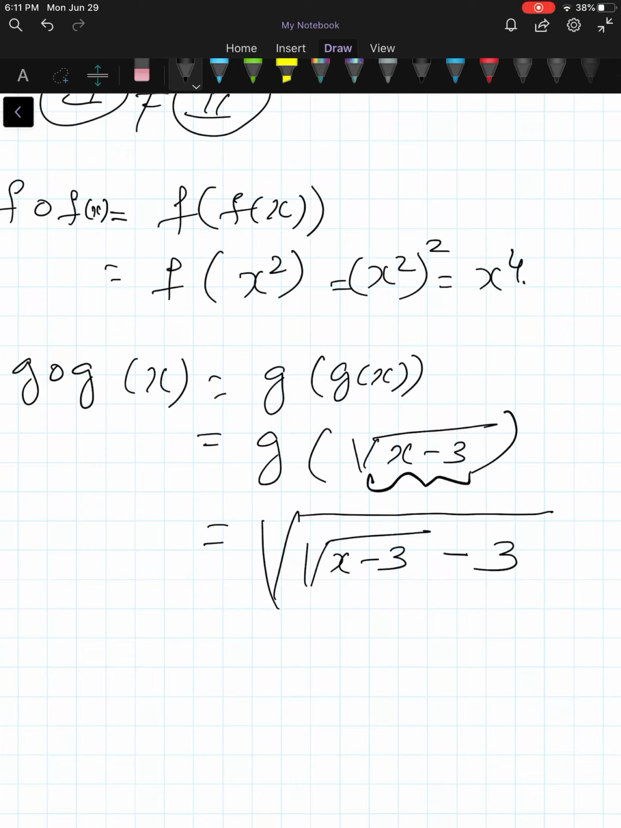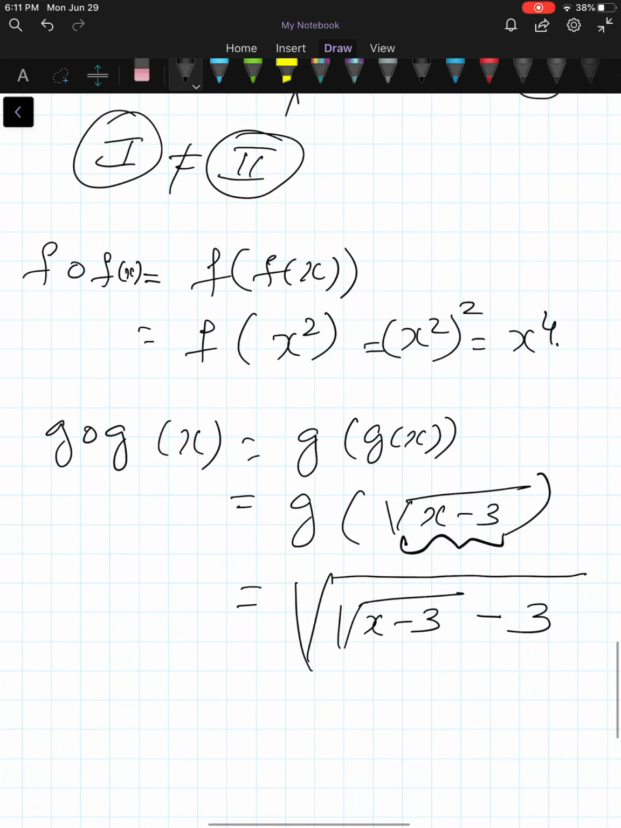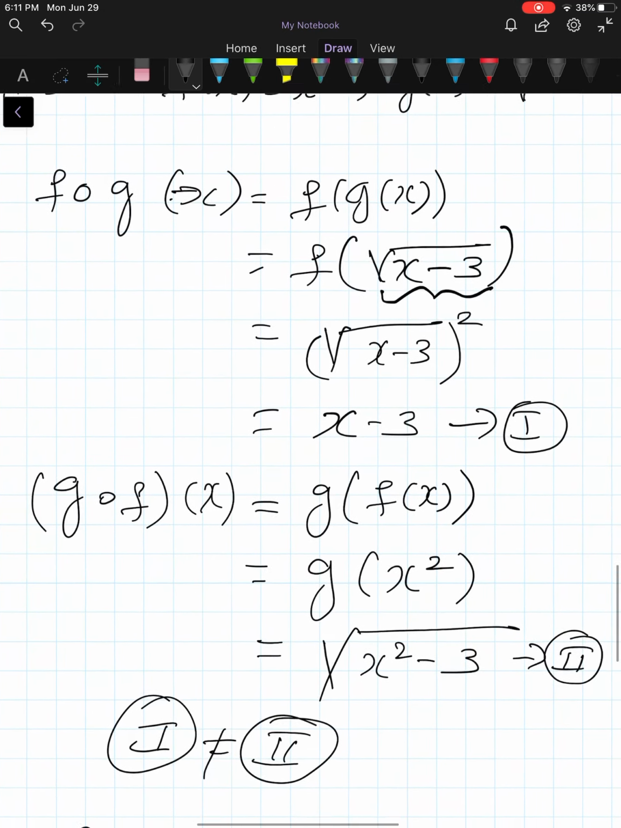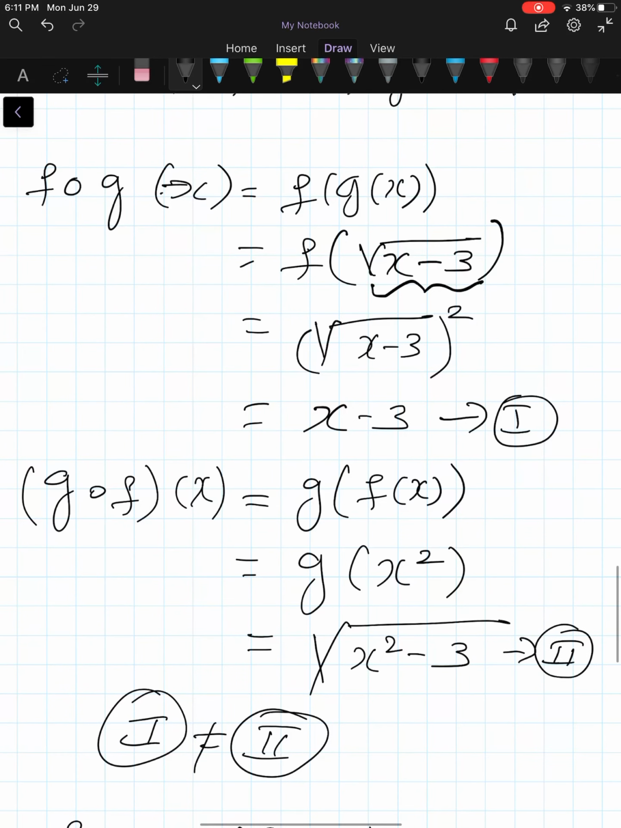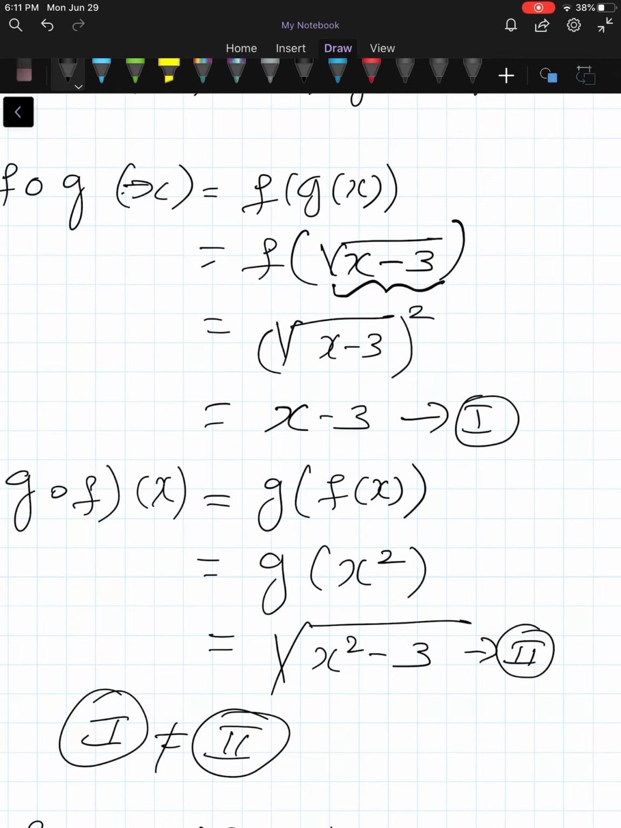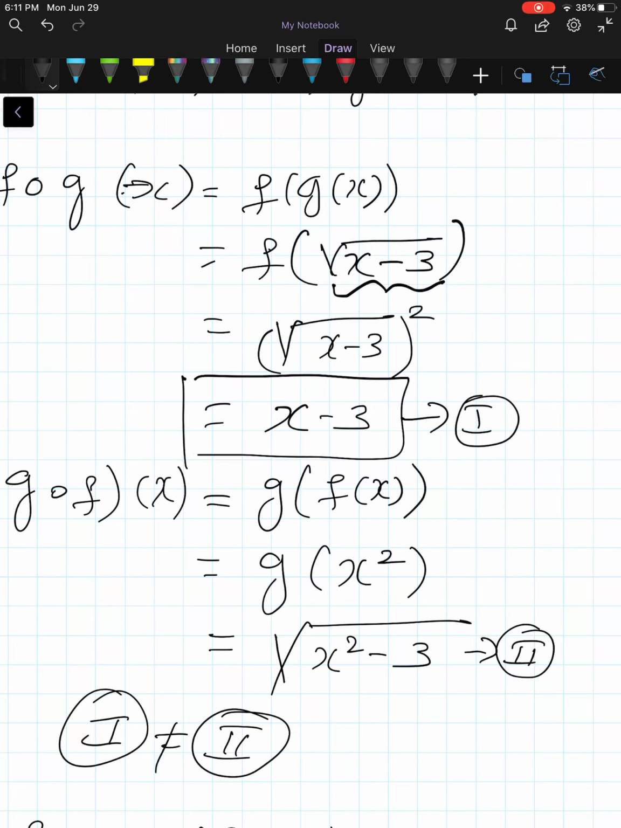Yeah. So we are also asked to find out the domain of each of the composed functions, right? Coming to f composed g, we got x minus 3. So x minus 3 can take any value, right? x can take any value. So the domain would be R in this case.